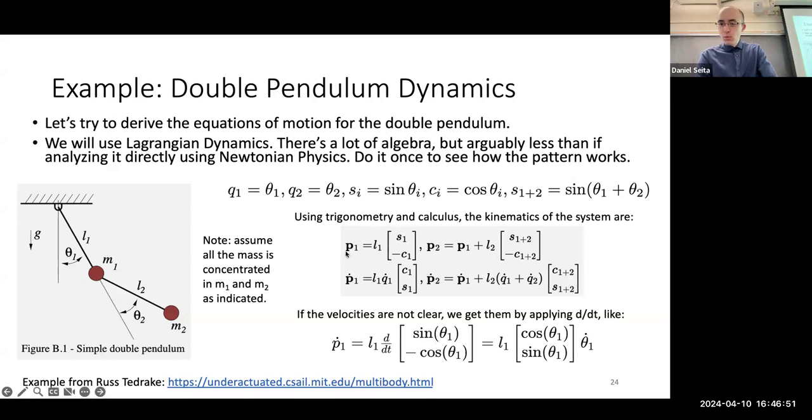So what do P1 and P2 mean? They mean the position of M1 and M2. And we're also going to assume that all the mass is concentrated in M1 and M2, because otherwise you get into more complicated analysis. So the simplest way to think about this is an inverted double pendulum, link 1 of length L1 with all the mass concentrated in M1, and then link 2 with all of the mass in M2.